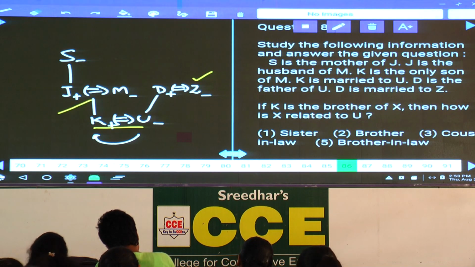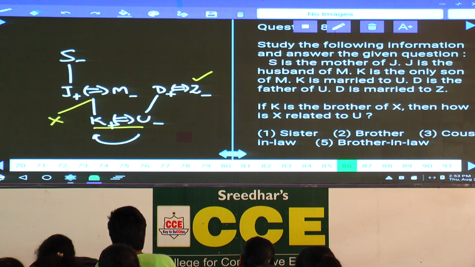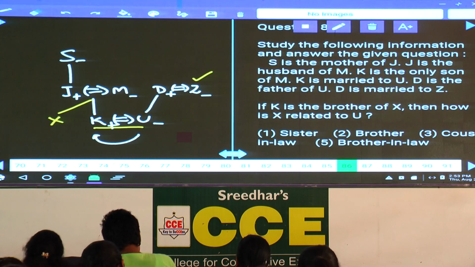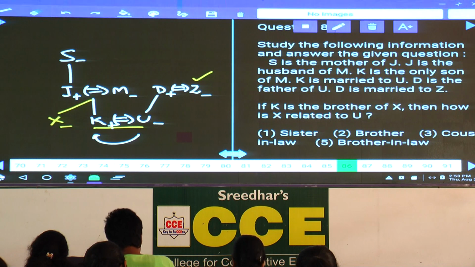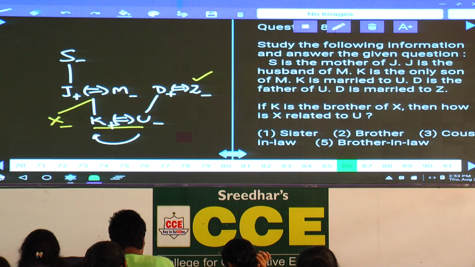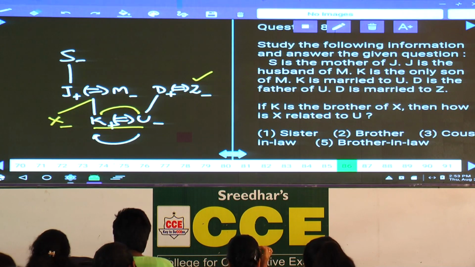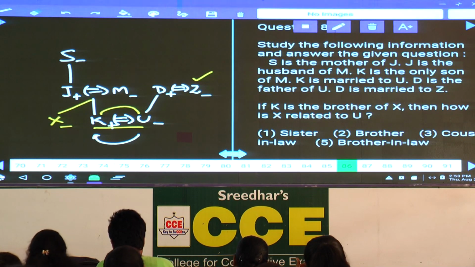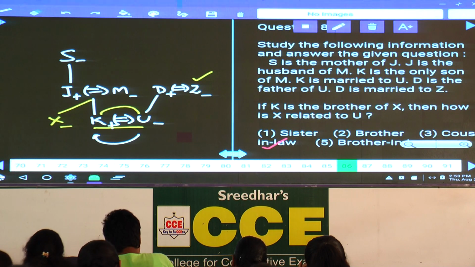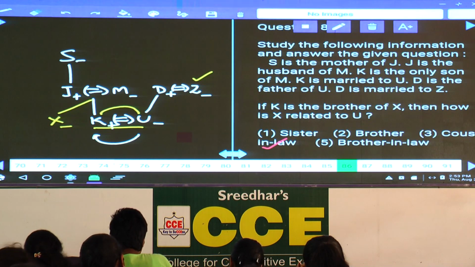As K is the brother of X, K and X are siblings to each other. Then what is the gender of this X? Female, because this K is the only son of his parents. K is the brother of X, then how is X related to you? X is your husband's sister. Husband's sister is sister-in-law. Sister-in-law, choice 4 is the answer.